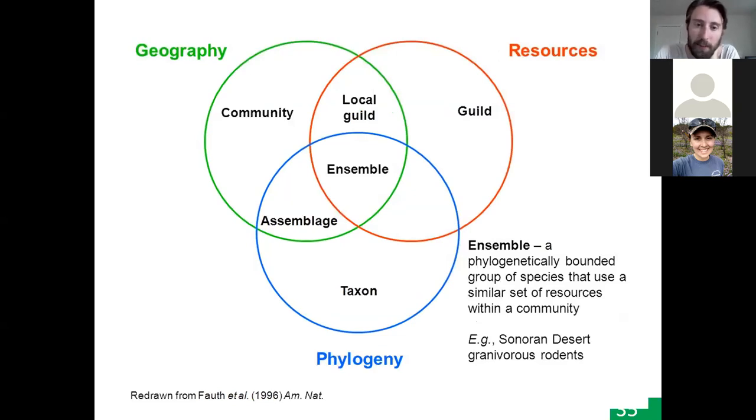In the middle here, when you've got a group of organisms that share resources, geography, and phylogeny, that's called an ensemble. So this is a phylogenetically related group of species that uses a similar set of resources within a specific community. So this would be like Sonoran desert granivorous rodents. So yeah, it's got resources, geography, and phylogeny all incorporated into it.